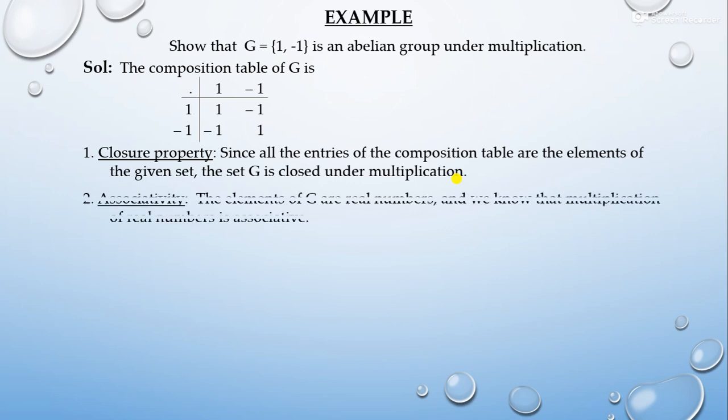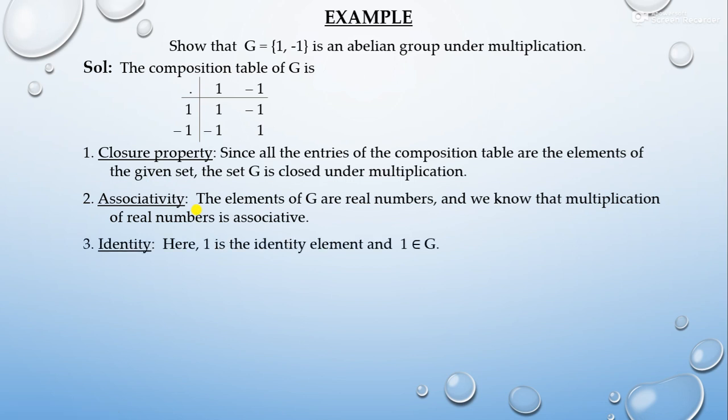Now the second one is associativity. The elements of G are real numbers, and we know that multiplication of real numbers is always associative. So this holds the associativity property. The third one is identity.